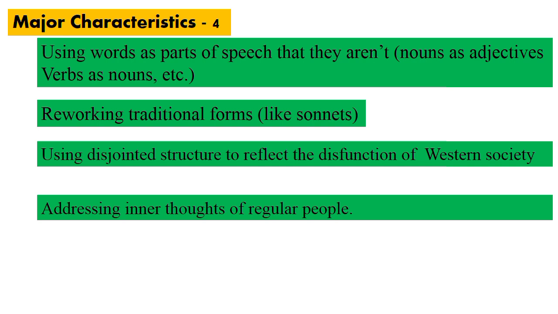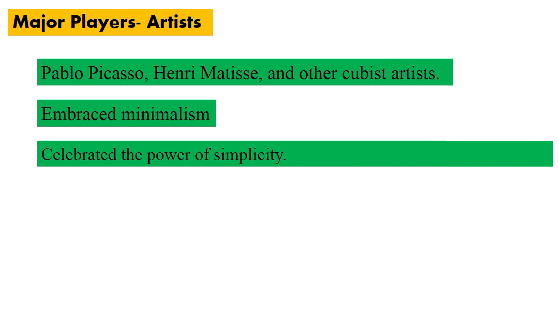And also, this literature is meant to address the inner thoughts of regular people. It's less about the wealthy, about the upper class, and more about the regular common man. At this time, some major players in the artistic world were Pablo Picasso, Henri Matisse, and other Cubists. They embraced minimalism. During this time, we are discovering Native American art, Mayan, South American art, African art for the first time in Western culture.